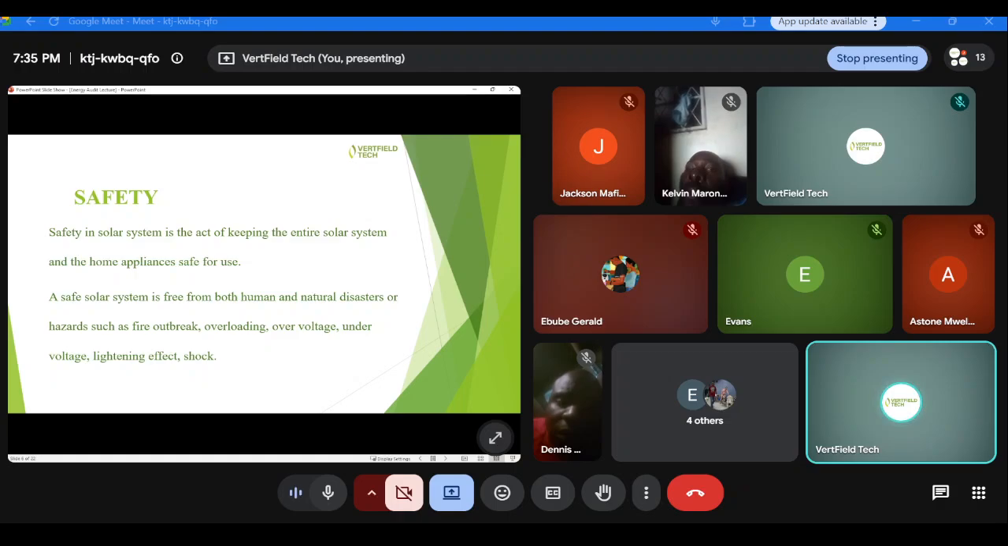When we talk about safety in a solar system, it is keeping the entire solar system safe and your whole home appliances safe as well. So when we talk about safety in a solar system, it is keeping all the parts of your solar system and your home appliances safe. Okay, so it must be free from both human and natural disasters.